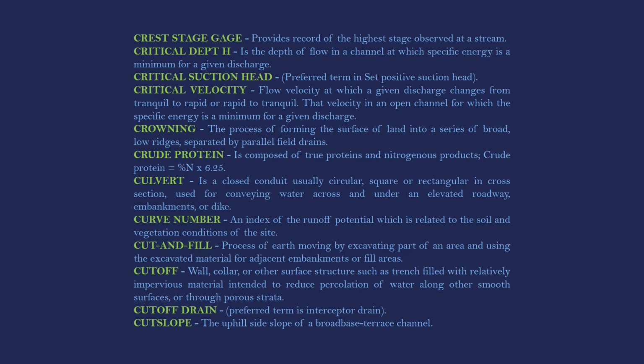Culvert is a closed conduit, usually circular, square or rectangular in cross section, used for conveying water across and under an elevated roadway, embankment, or dike. Curve number: an index of the runoff potential which is related to the soil and vegetation conditions of the site. Cut and fill: process of earth moving by excavating part of an area and using the excavated material for adjacent embankments or fill areas.